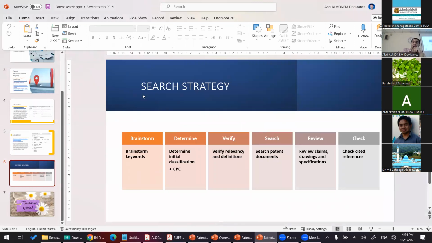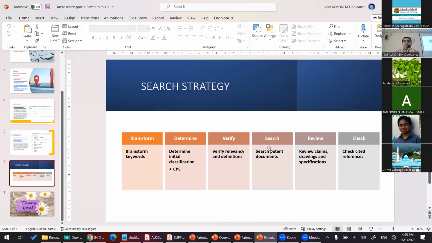So this is quickly the search strategy. Of course, like what we do in literature search: brainstorming some keywords, related keywords, determine the initial classification, the one that we mentioned, CPC, verify relevancy and definitions, start to narrow down, check the classification title if it's related, and narrow down to the more related.